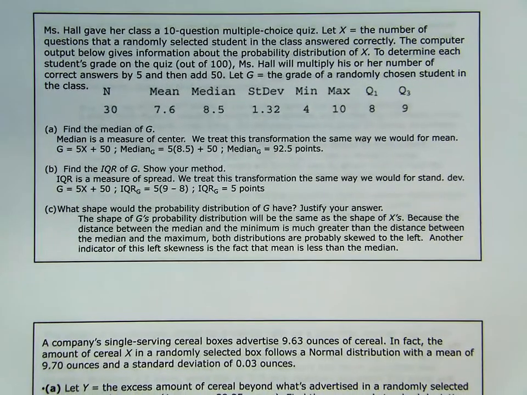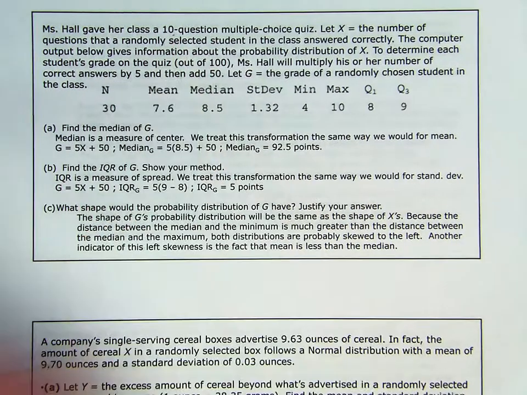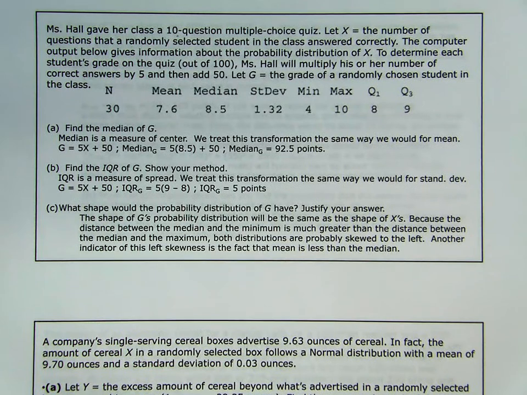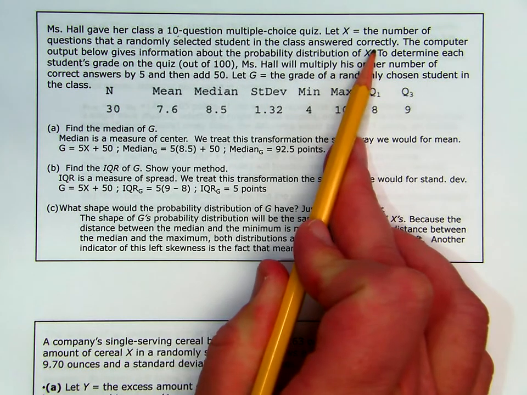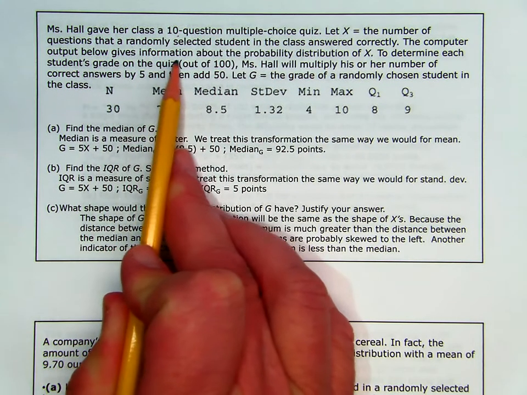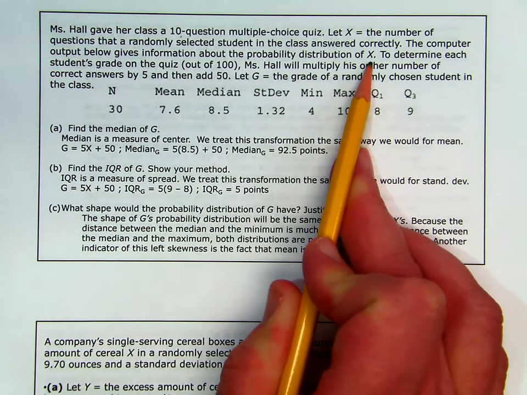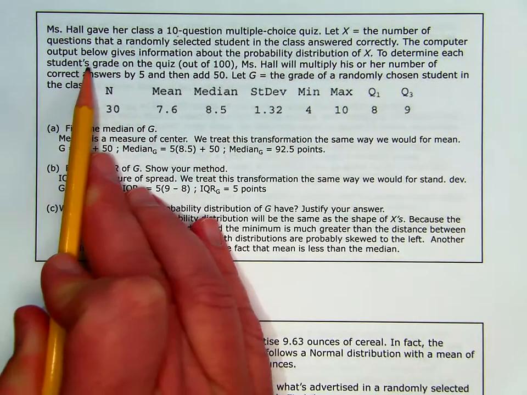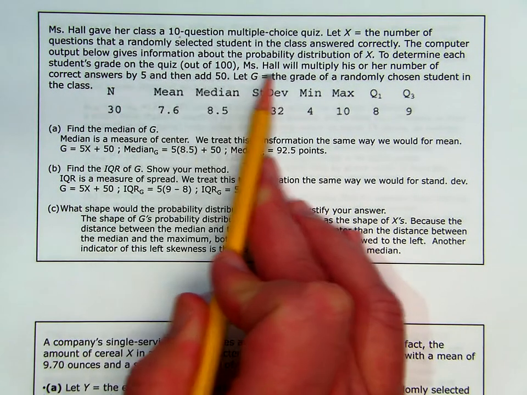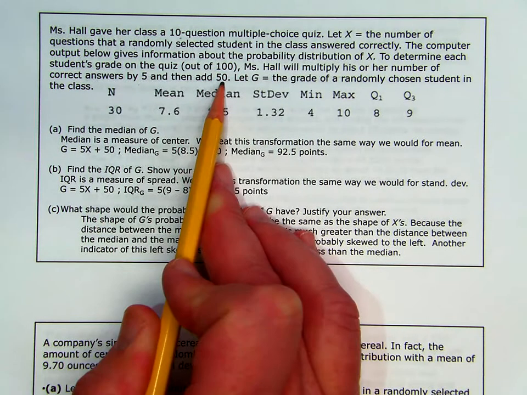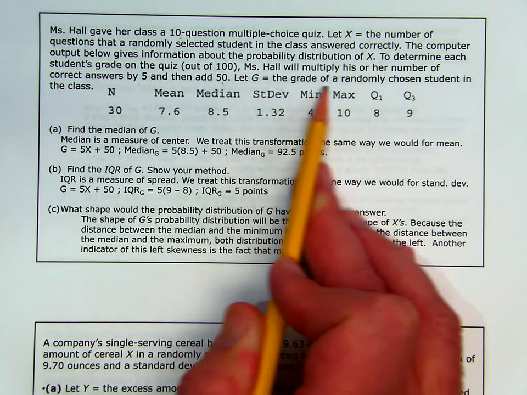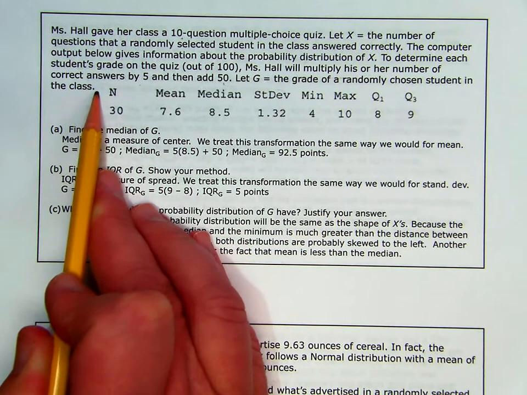Miss Hall gave her class a 10-question multiple choice quiz. Let X equal the number of questions that a randomly selected student in the class answered correctly. The computer output below gives information about the probability distribution of X. To determine the student's grade on the quiz, out of 100, Ms. Hall will multiply his or her number of correct answers by 5, then add 50. Let G equal the grade of a randomly chosen student in her class.